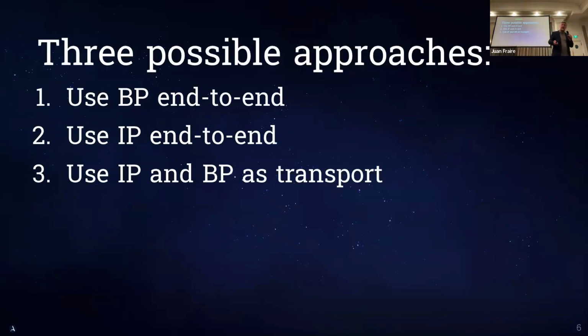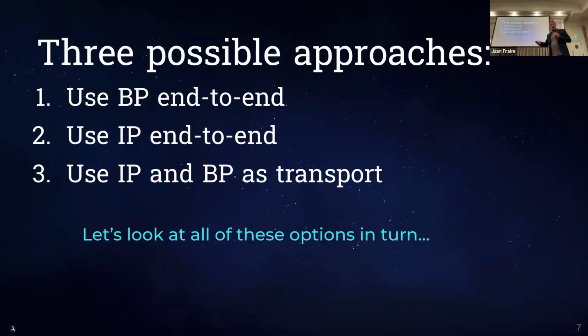So really, we have three possible approaches. Number one, we use bundle protocol end-to-end. It's great, it works. Number two, we use IP end-to-end. Well, we've got IP, we've spent 50 years working out how to make IP work. Why not use it? And number three is, well, we could use IP and BP as the transport protocols that underpin whatever applications are doing on top of it and use it where appropriate. So what I'll do is I'm just going to go through each of these in turn. And the last one, quick spoiler, I'm going to go into a lot more detail.